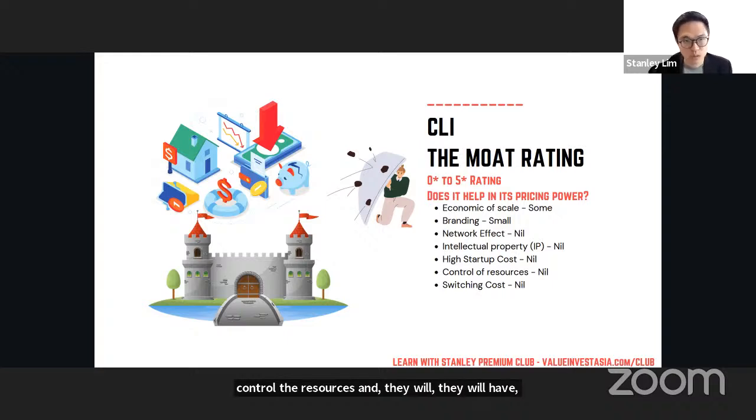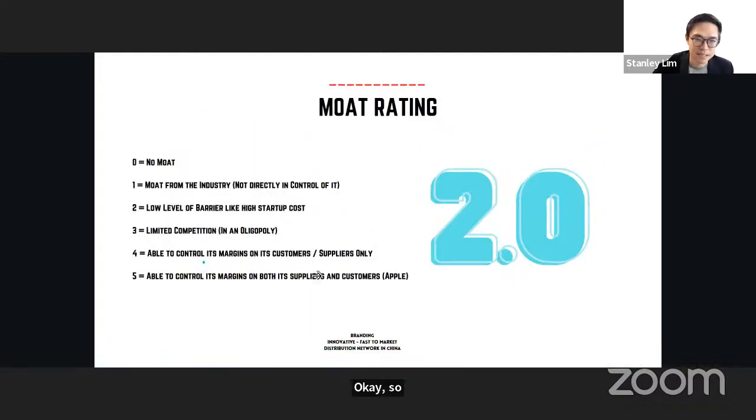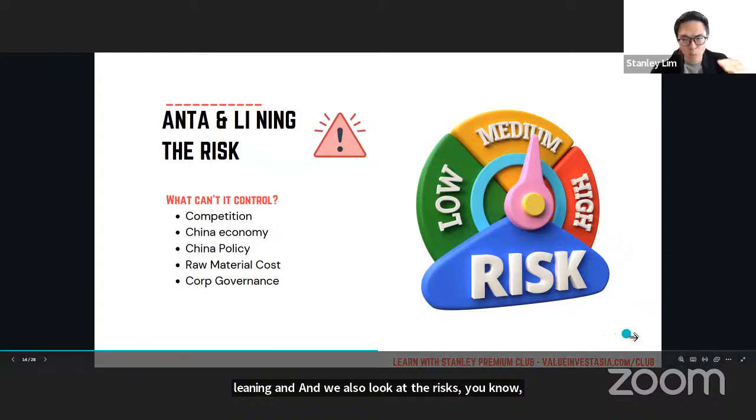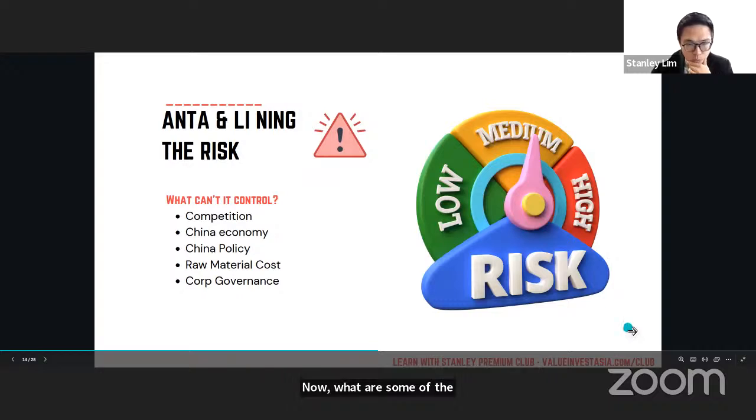And then lastly, switching costs. Take OneDrive or Google Drive. If all my data, pictures of all my children, is in OneDrive, next year if you ask me if I want to renew it, most likely I have to renew it. Right. Okay, so this is just an example I give for Li-Ning and Anta. And we also look at the key risks in detail. Now, what are some of the risks? Every company has a risk. So when we look into it, what's the key thing that we have to focus on? If this risk materializes, then we have to rethink this thesis, whether we still want to own this stock or not.